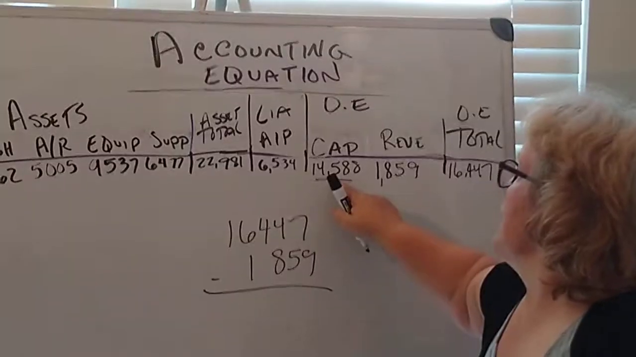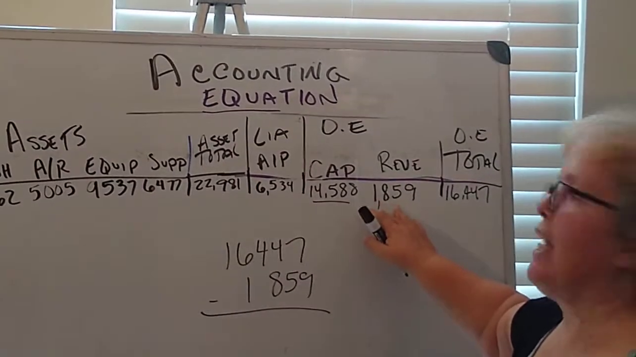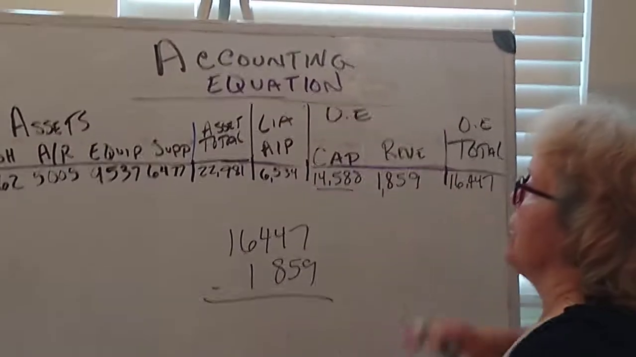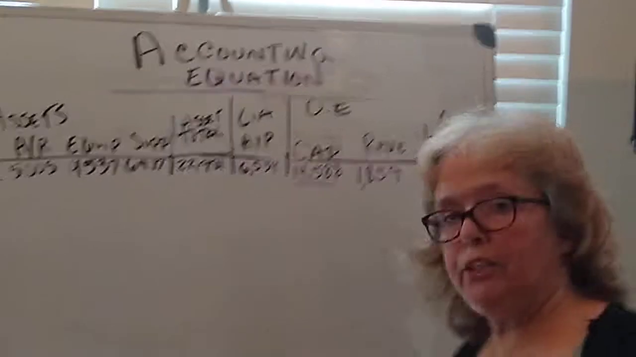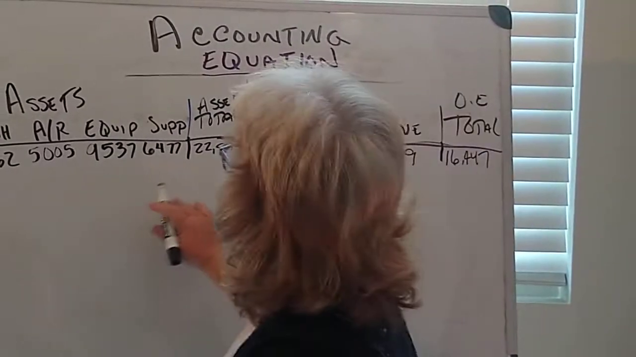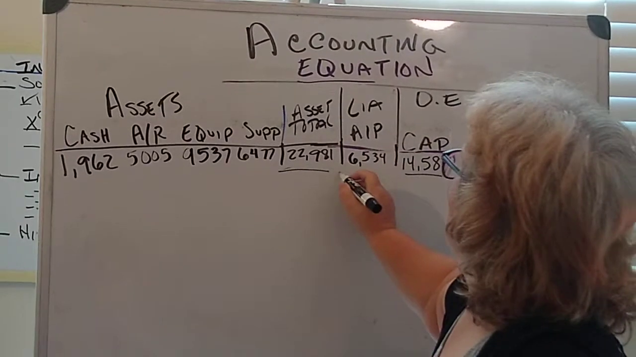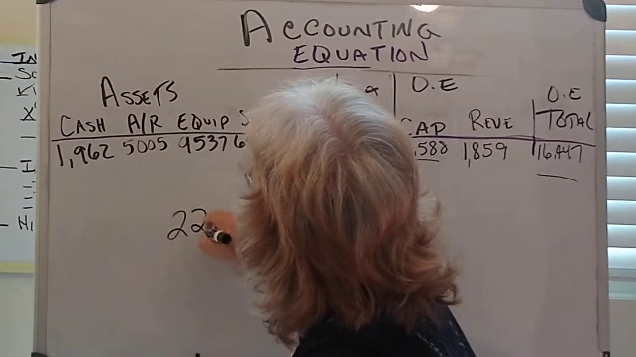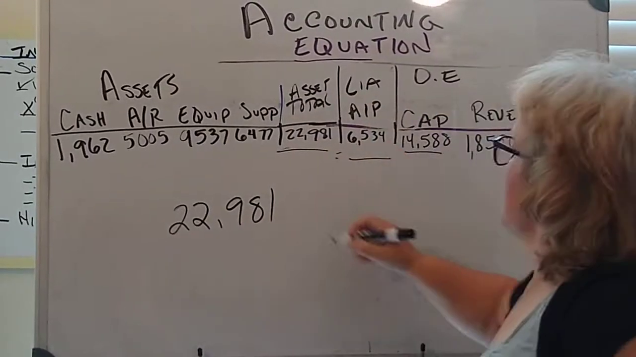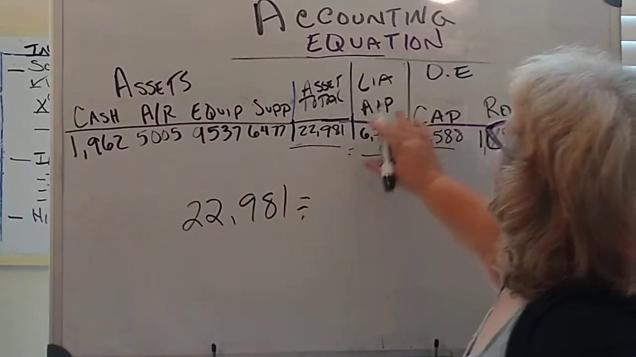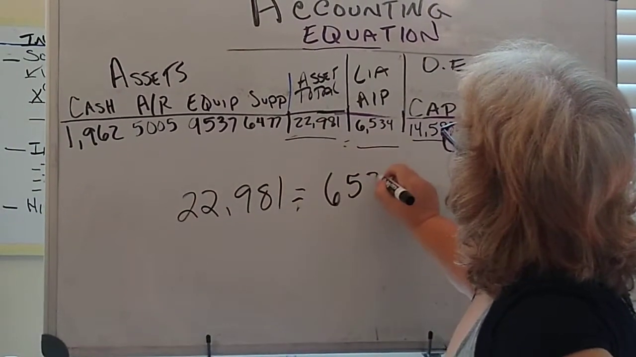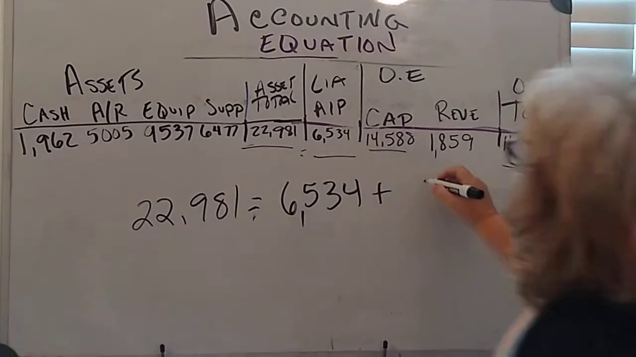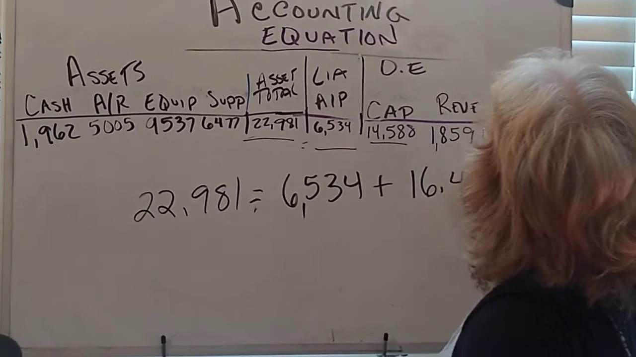Because 14,588 plus 1,859 should equal 16,447. So now let's check our equation. See if it balances. Remember, total assets equals liability plus owner's equity. So our total assets is 22,981, oh no, that's not plus, that's equals, liability, which is 6,534, right? Plus owner's equity, which is 16,447.